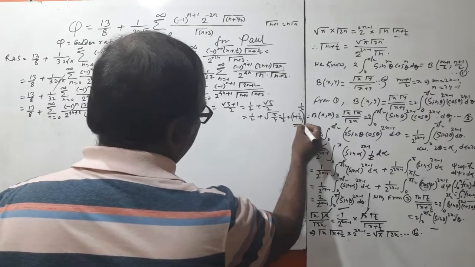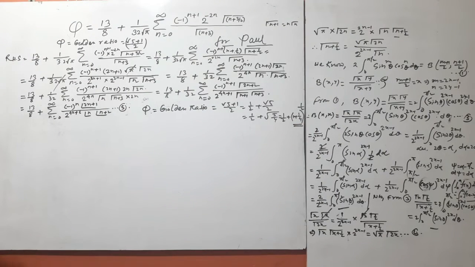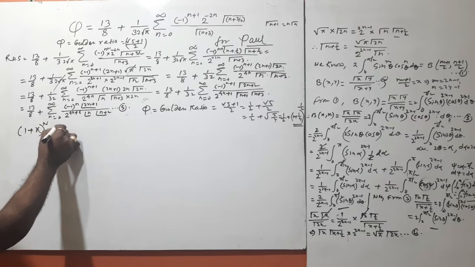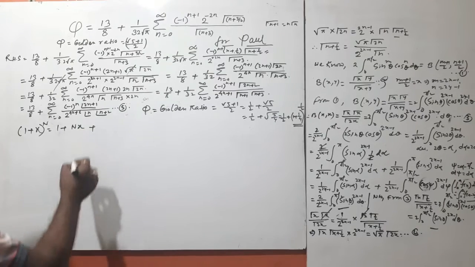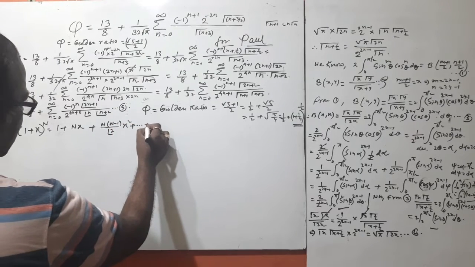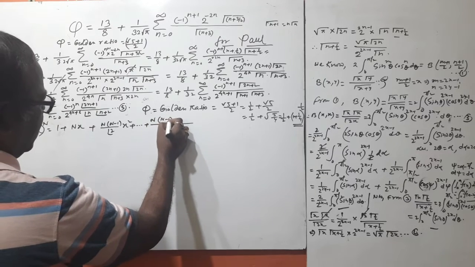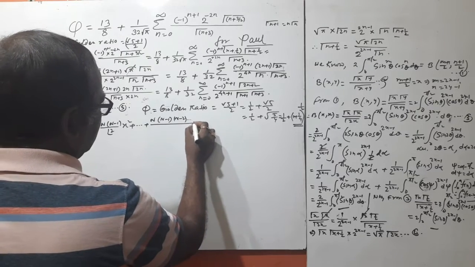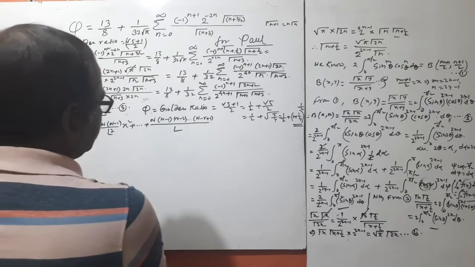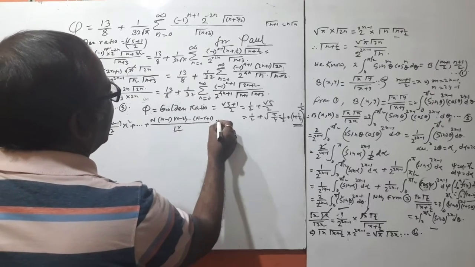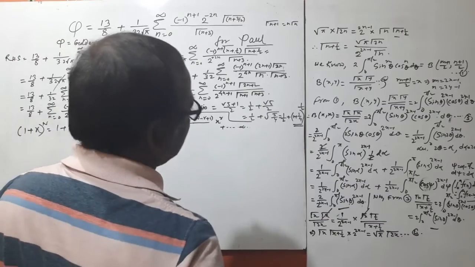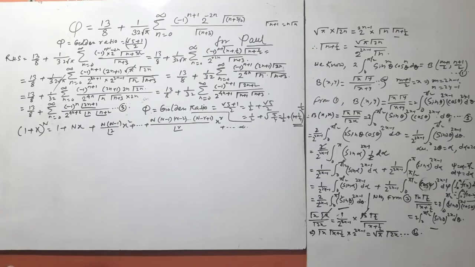So this is the main factor of this expression from the binomial expansion. If we know the value of 1 plus x to the power n, we can write 1 plus nx, plus n into n minus 1 by factorial 2 into x square, like that, and the general term is n into n minus 1, n minus 2, dot dot dot, n minus r plus 1 over factorial r, x to the power r, plus so on to infinity. See, look here, in place of x, this is 1 by 4. So this is the main factor.